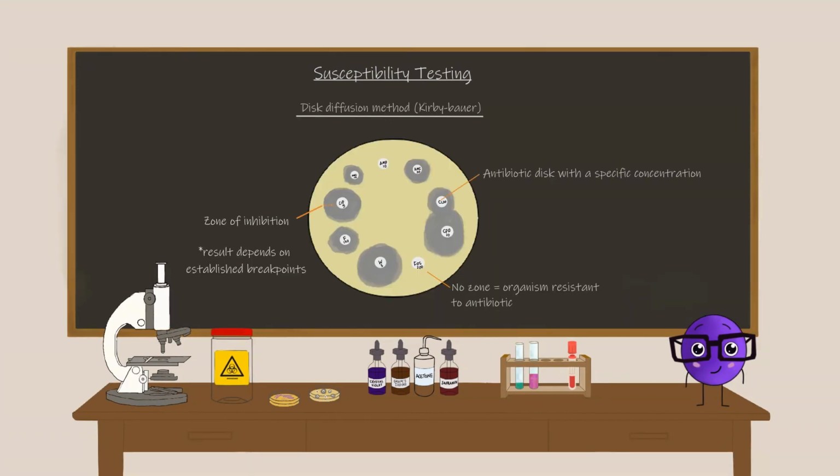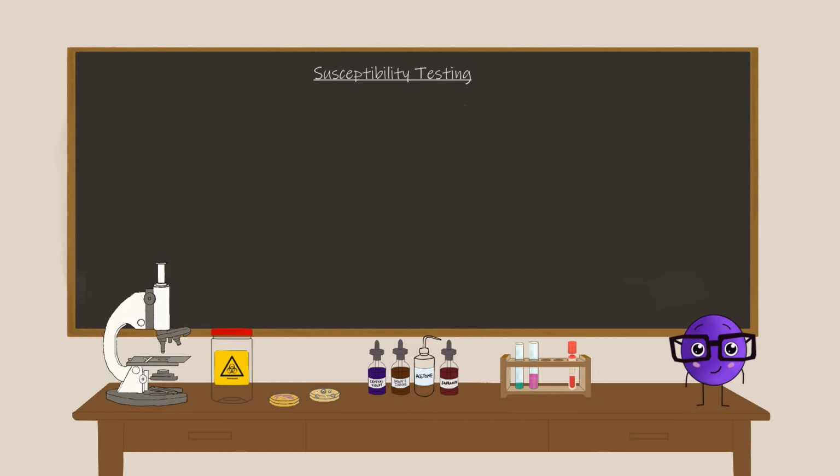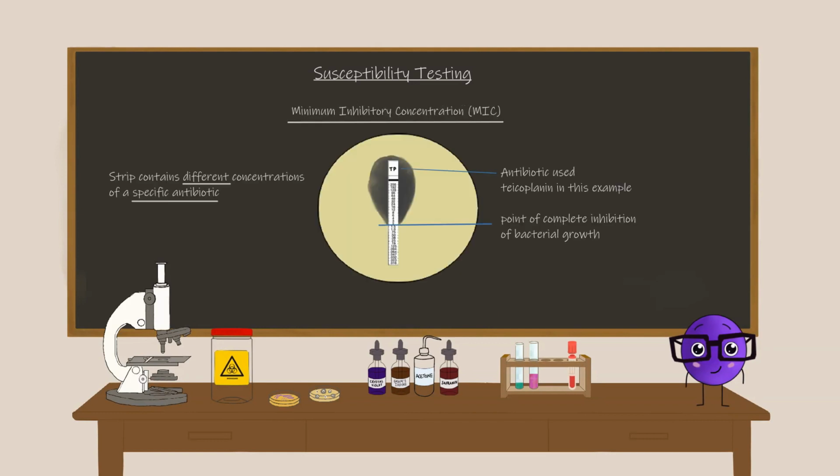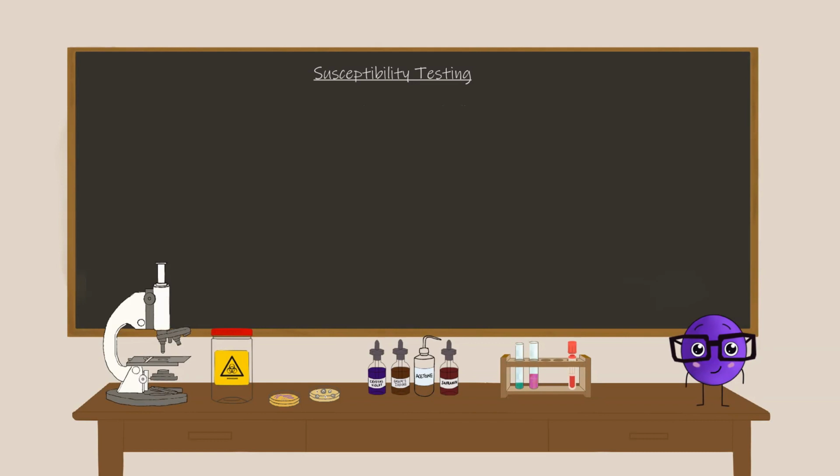Disc diffusion method. Antibiotic discs are placed on agar plates with bacteria. Zones of inhibition indicate susceptibility or resistance. Minimum inhibitory concentration. This test determines the lowest concentration of an antibiotic that inhibits bacterial growth. Various methods like broth dilution or E-tests are used.